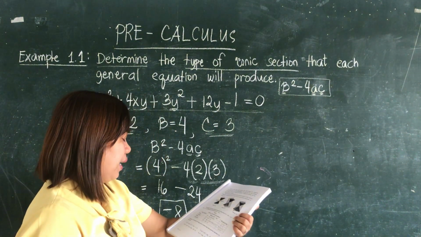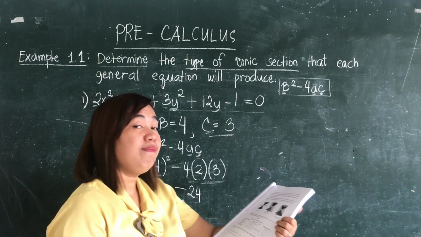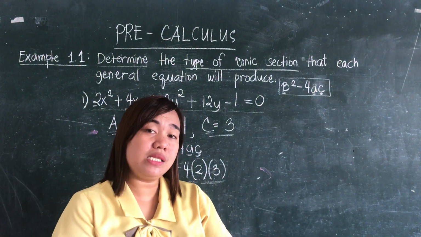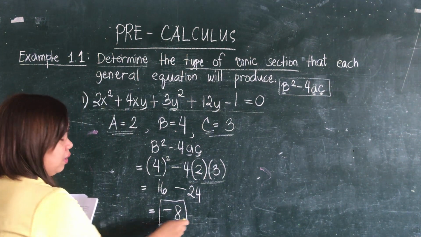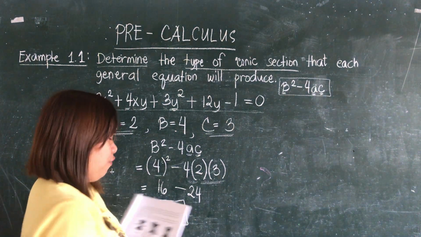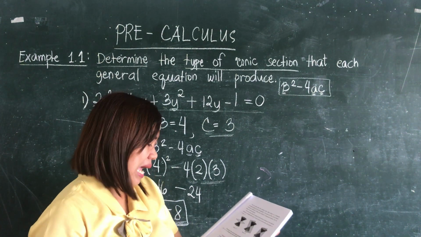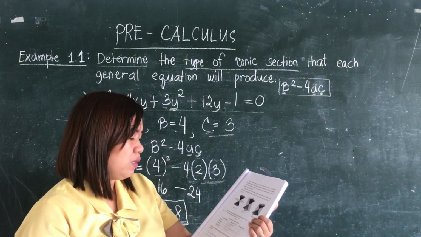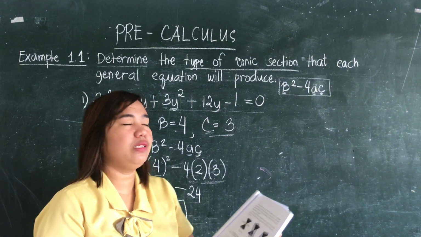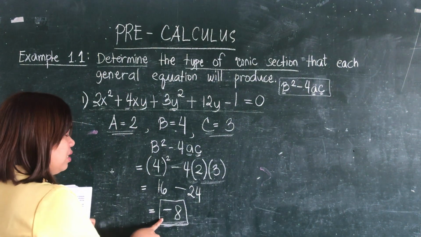Let's look at the different values here. For the second one, we can say that it is a parabola if b squared minus 4ac is equal to 0. Do we have 0 here? Of course not, because it is negative 8. So, reject parabola. Next, is it an ellipse? b squared minus 4ac is less than 0. It is less than 0.